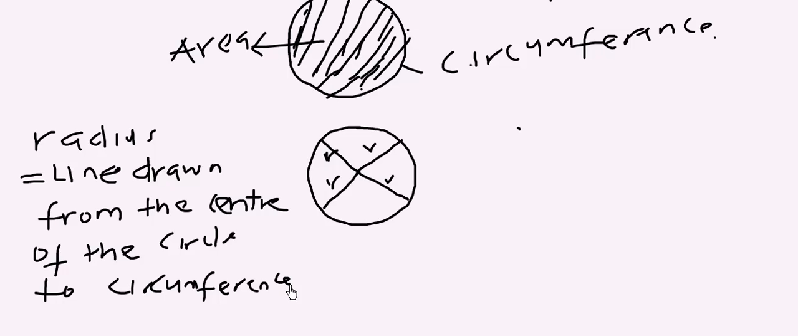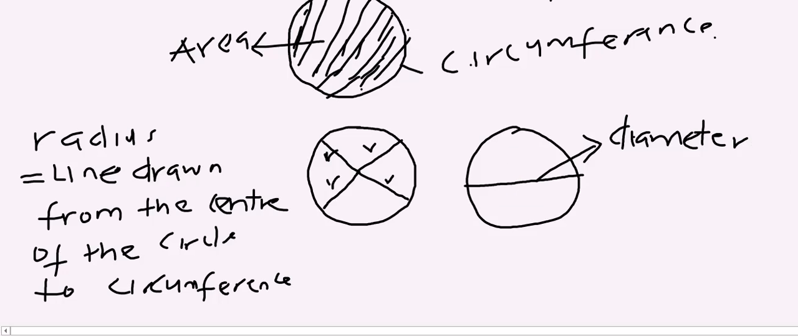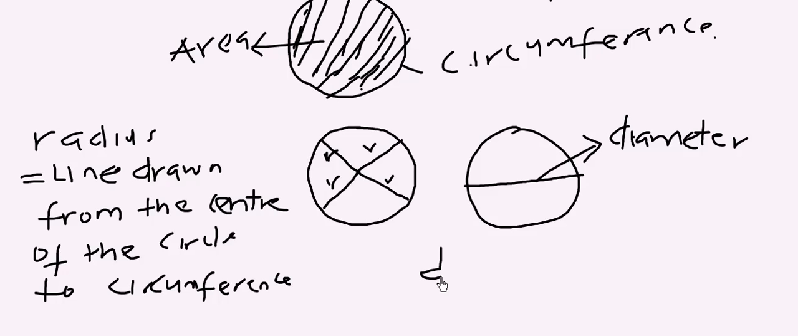So we could also have a circle. The line that divides the circle into two equal parts is called the diameter. So this is the diameter. It follows that half of the diameter gives the radius. So in that case, this is a diameter. So we can say D is equal to 2 times the radius.